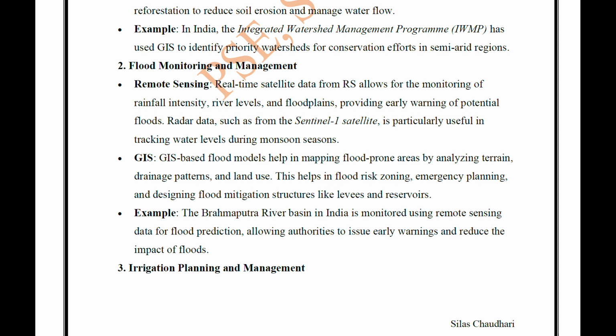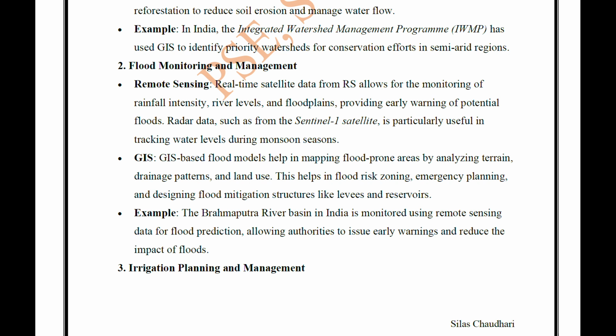GIS: GIS-based flood models help in mapping flood-prone areas by analyzing terrain, drainage patterns, and land use. This helps in flood risk zoning, emergency planning, and designing flood mitigation structures like levees and reservoirs. Example: the Brahmaputra River basin in India is monitored using remote sensing data for flood predictions, allowing authorities to issue early warnings and reduce the impact of floods.